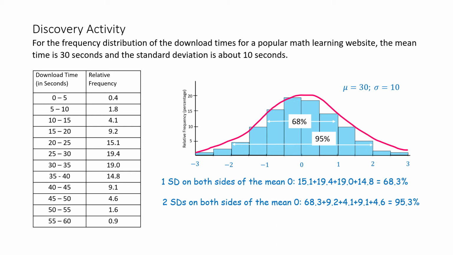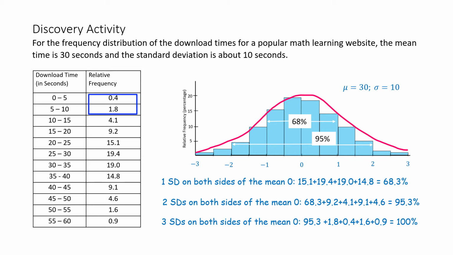We'll repeat this again for 3 standard deviations on both sides of the mean 0. At 2 standard deviations, the total area was 95.3, and we will add the remaining relative frequency values. So we'll add 1.8, 0.4, 1.6, and 0.9. The sum gives us 100%. That's the entire set of data.